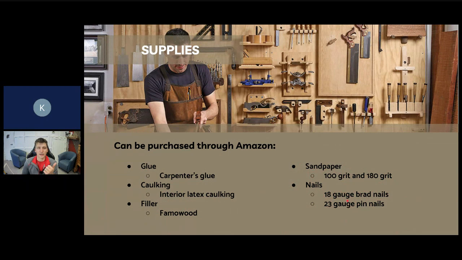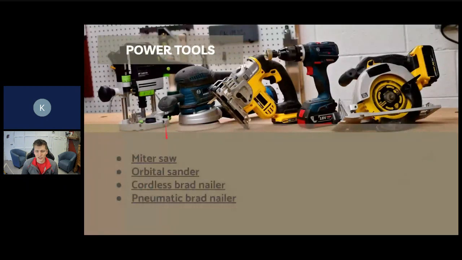You're going to want to decide, do I need 18 gauge nails or 23 gauge nails? Depending on what project you have in mind, you can decide on those. So like I mentioned, there's the miter saw, an orbital sander. You're going to want a sander, especially for the butt joints.